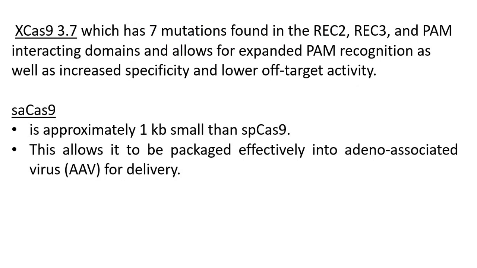So lots of mutations have been made to increase its specificity and lower its off-target activity. Similarly, one SaCas9 is designed that is 1 kb smaller than SpCas9. And why is it done? Because it can be packaged effectively into adeno-associated viruses. And why AAV? Because AAV does not integrate into your genome. The chance of the same mutation going to the next generation is lower, and therefore this SaCas9 has been designed, which is 1 kb smaller than SpCas9, but the function is not impaired.